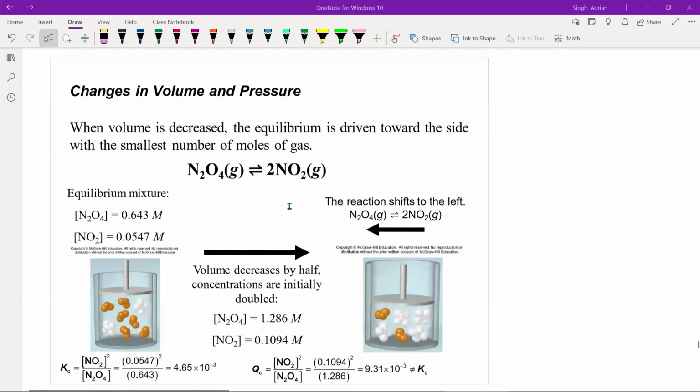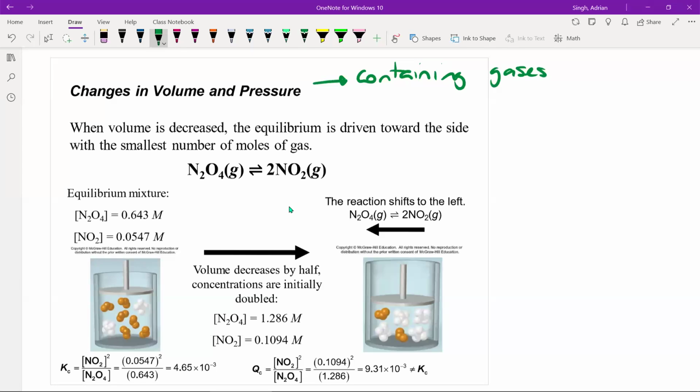The next set of stresses that we can place on a system at equilibrium would be changes to the volume, and consequently changes to the pressure of a system. Here we're going to be looking specifically at equilibrium systems that contain gases. That's because gases occupy really large volumes in the first place, and as a result, they're going to exert a pressure.